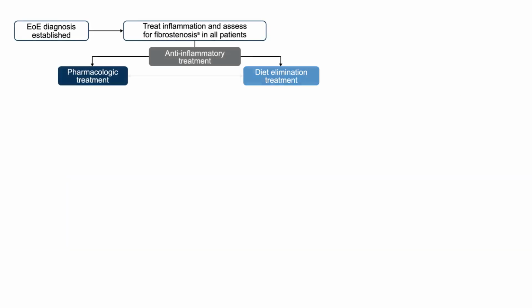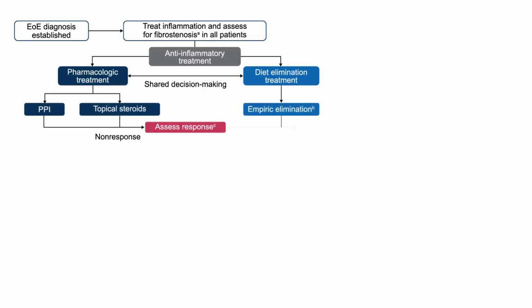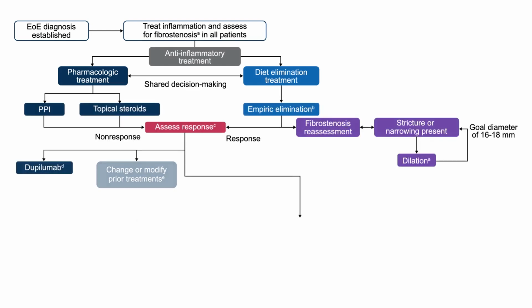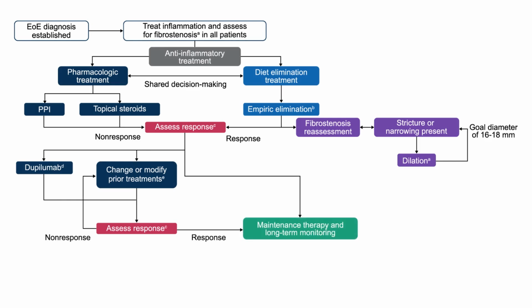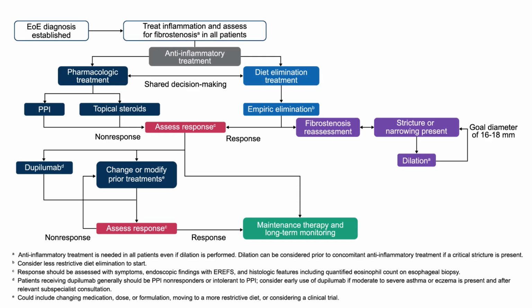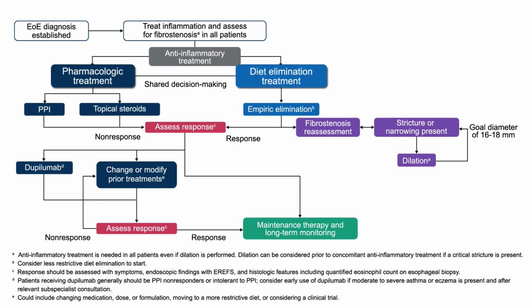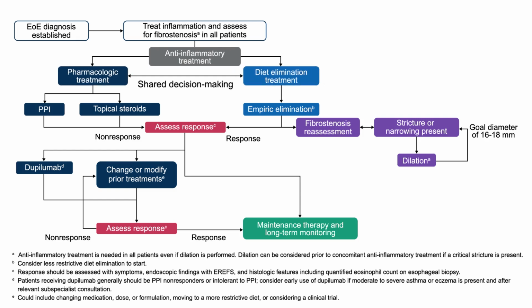This study, recently released in the American Journal of Gastroenterology, determined new guidelines for the management of eosinophilic esophagitis and was published by Dr. Dellon and his colleagues. After the EOE diagnosis is established, treatment should be initiated for inflammation and assessed for fibrostenosis in all patients. The next step would be to choose an anti-inflammatory treatment, which can vary between pharmacologic treatment or dietary elimination, and this should be determined by shared decision-making between the provider and the patient.